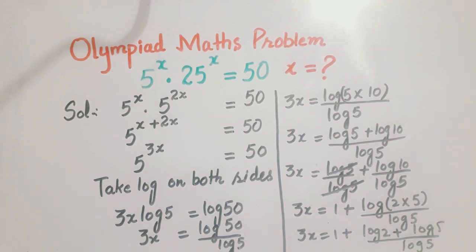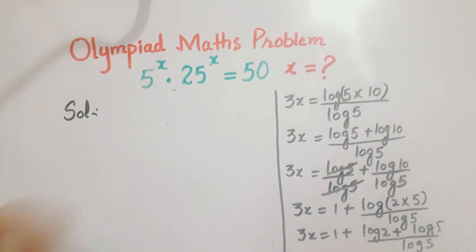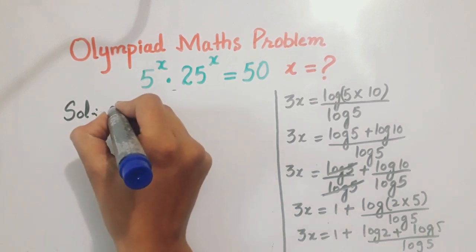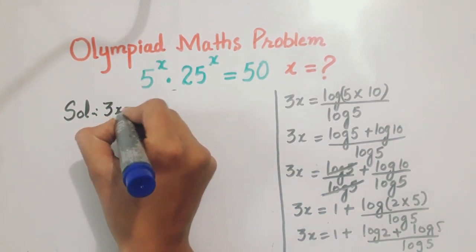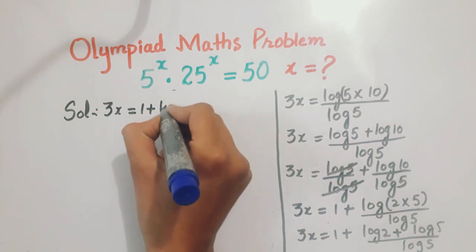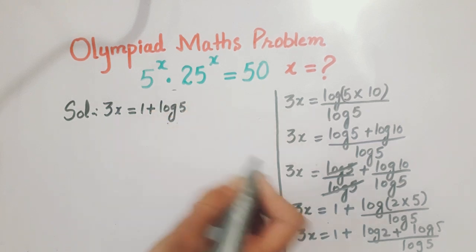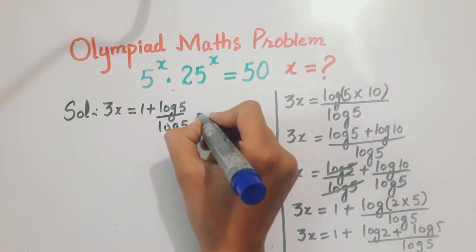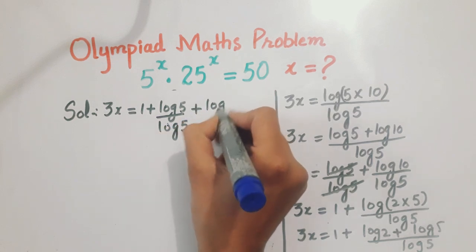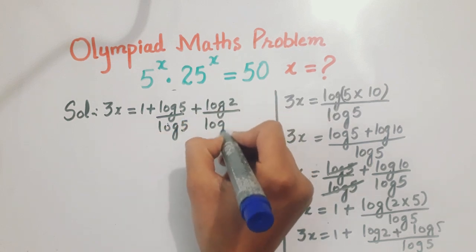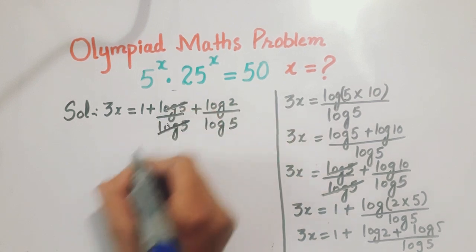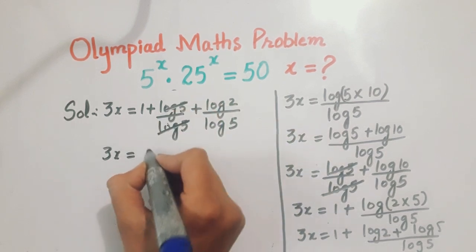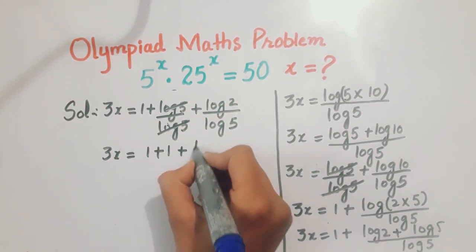Now we will split this fraction and write 3x equals 1 plus log 5 by log 5 and plus log 2 by log 5. This and this are cancelled out and we have 1 plus 1 plus log.